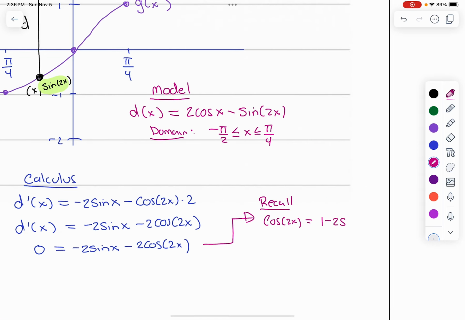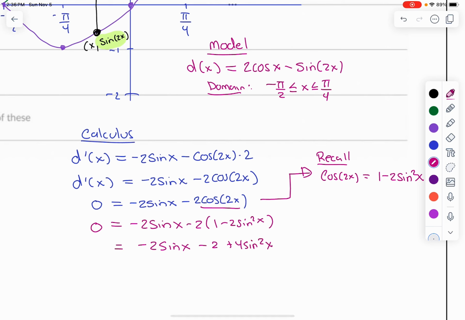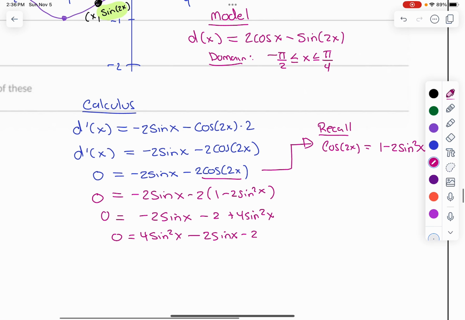Okay, it's one of the many identities. So I'm going to use that here. So it becomes 0 equals negative 2 sine of x minus 2 times 1 minus 2 sine squared. And this will become a quadratic that can be dealt with. Negative 2 sine of x minus 2 plus 4 sine squared. Again, I'm just cleaning everything up. 4 sine squared minus 2 sine of x minus 2 is equal to 0. Let's divide everything by 2, and then I think we'll be good to factor.